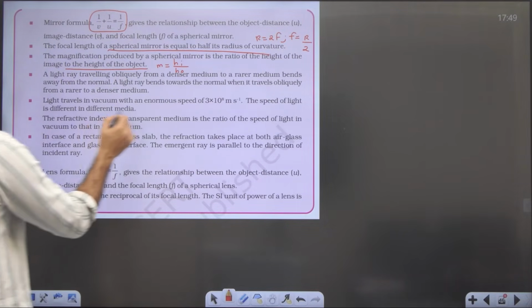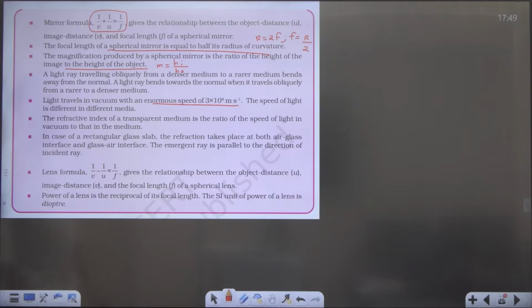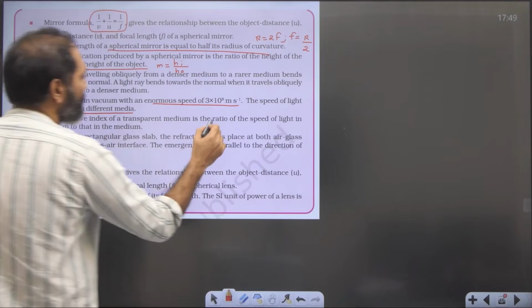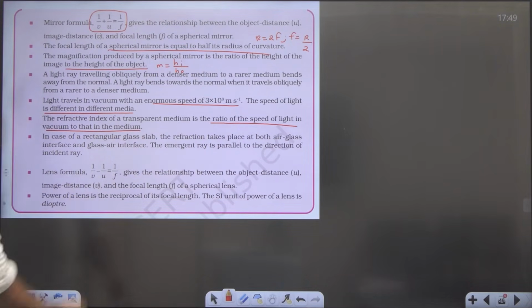Light travels in vacuum with an enormous speed of 3 into 10 raised to 8 meters per second. Speed of light is different in different media. Refractive index of a transparent medium is what? Ratio of the speed of light in vacuum to the speed of light in the medium.